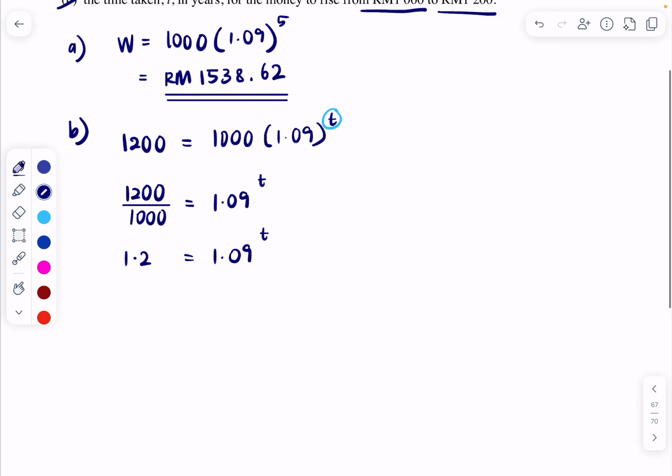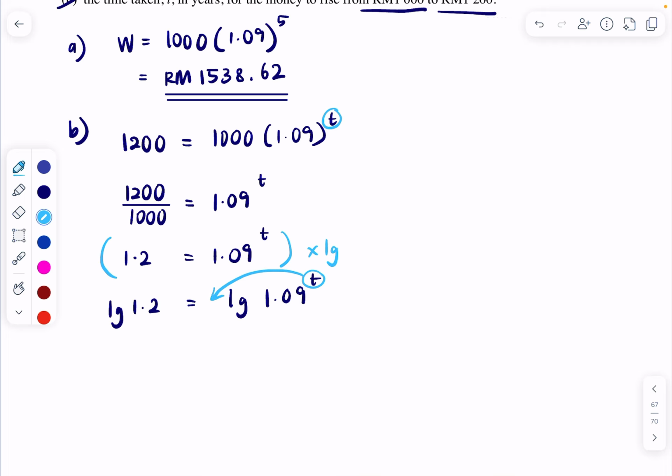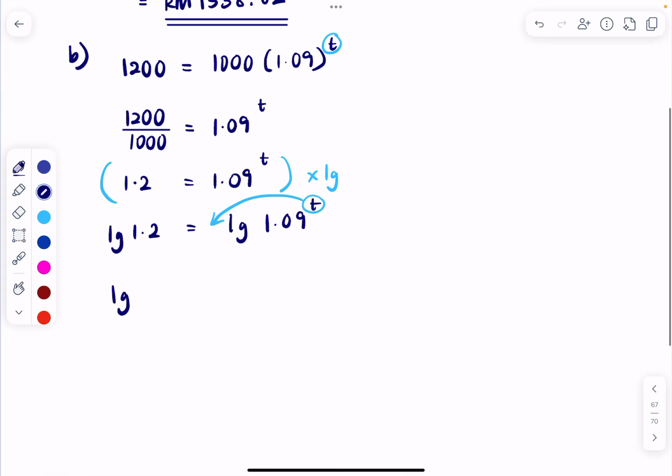So to make t the subject, we can multiply the whole thing by log 10. So log 10 1.2 is log 10 1.09 to the power t. Why do we multiply by log 10? So that we can bring the t down. Okay, you can multiply with log 10 or ln also can. So log 1.2 is t log 1.09.